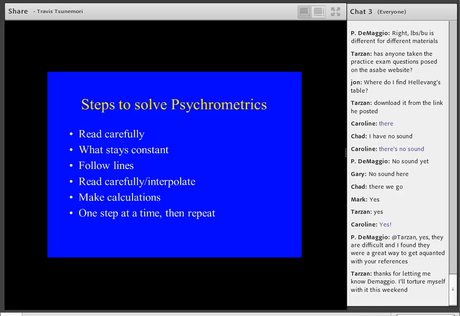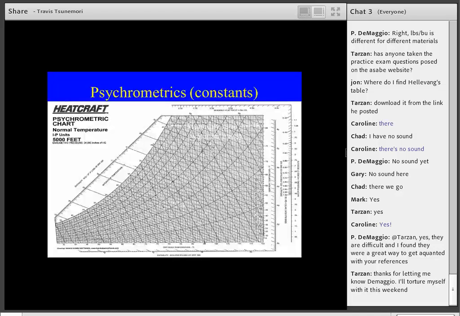You know, you're halfway between something. You also have to read carefully. Sometimes you're going to have to make some calculations, do that interpretation. And then get to the end of that step. If you have to do another step, then do the same thing again. Read carefully, figure out what stays constant, follow those lines, and eventually you'll get to the end. So let's just work on this a little bit.